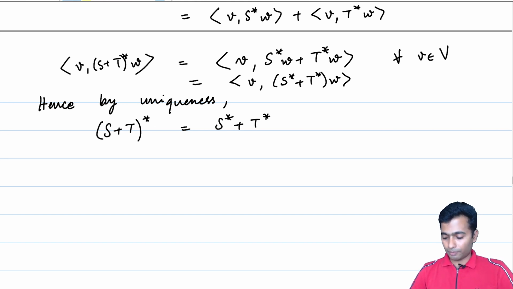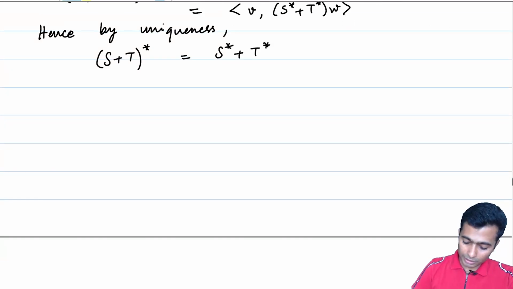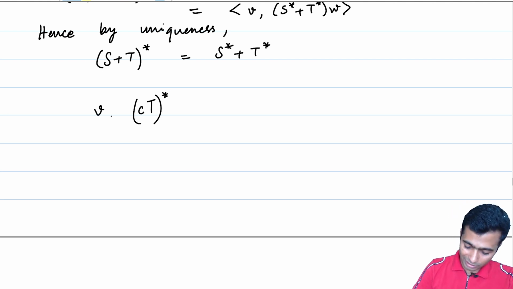At least it is additive. Let's see whether it is linear. Let's see what happens if you look at C times T. So let's see what we can conclude about (C times T) star. So again, we will use the same trick. Let's get familiarized with it quickly.